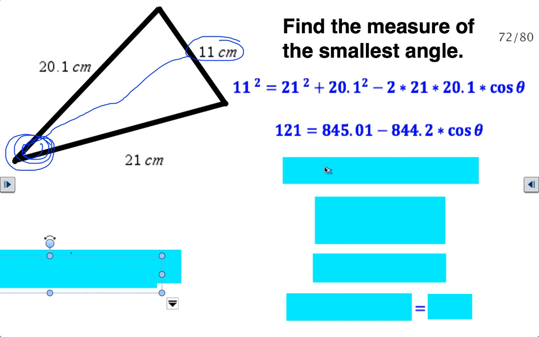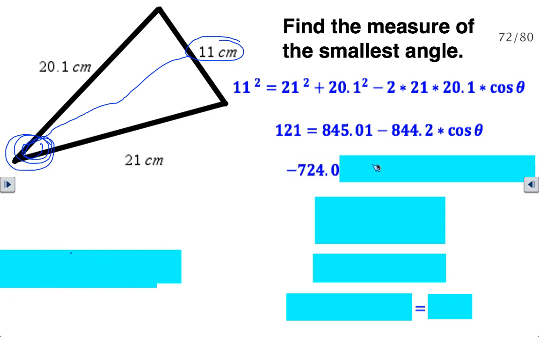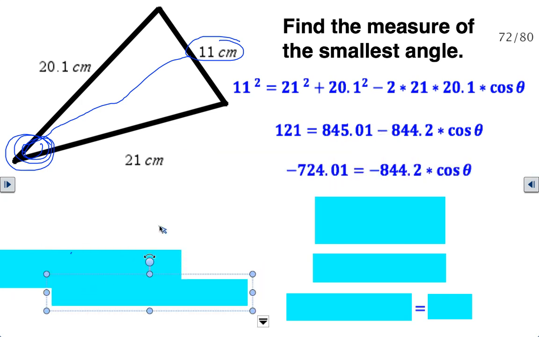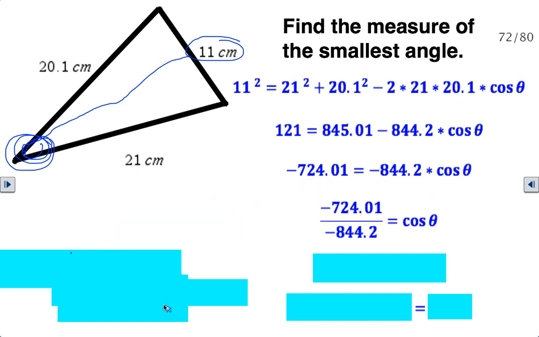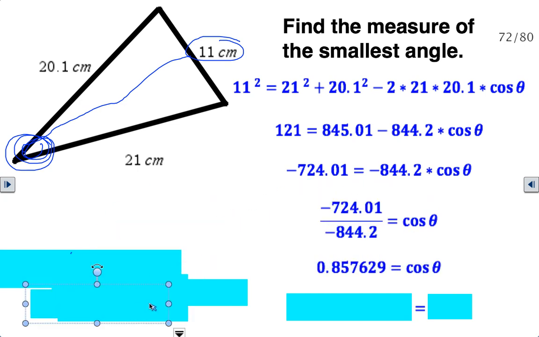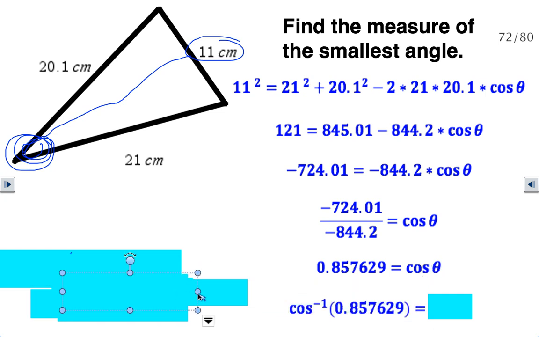Okay, at this point we need to subtract 845.01. Okay, and then we're going to divide, and then if you feel like it, you can plug that into the calculator and get an answer. But that'll just equal cosine theta. In order to find out what your angle is, you have to do inverse cosine of whatever you got here, and then your calculator will give you an answer. Okay, so that's if you're looking for the smallest angle.